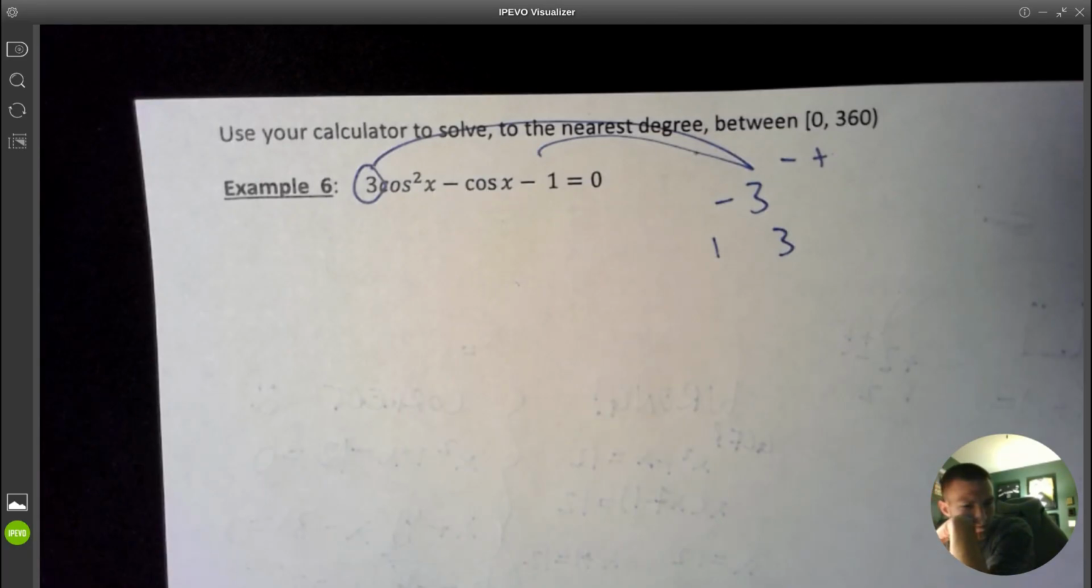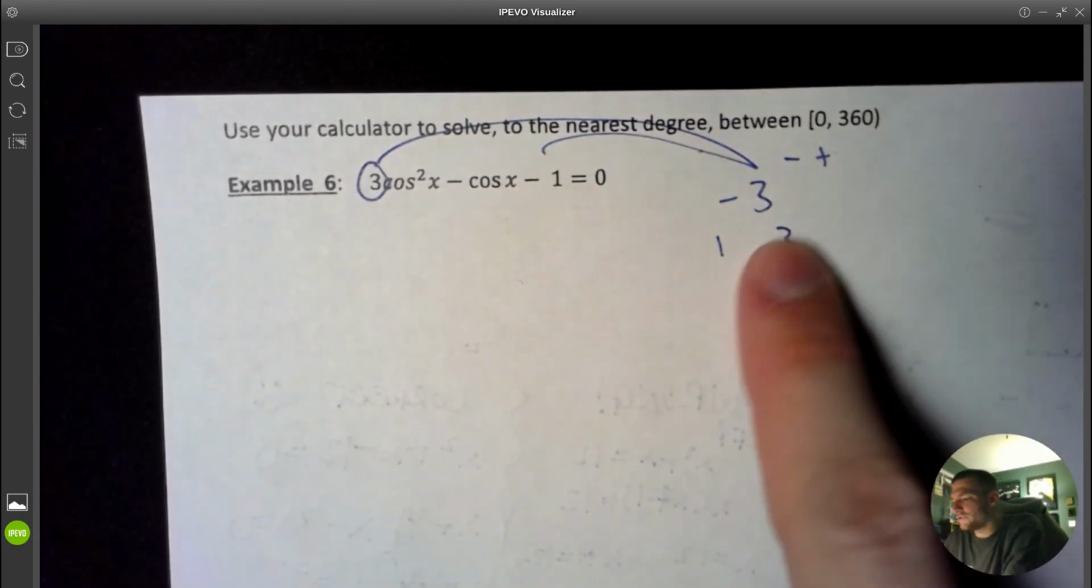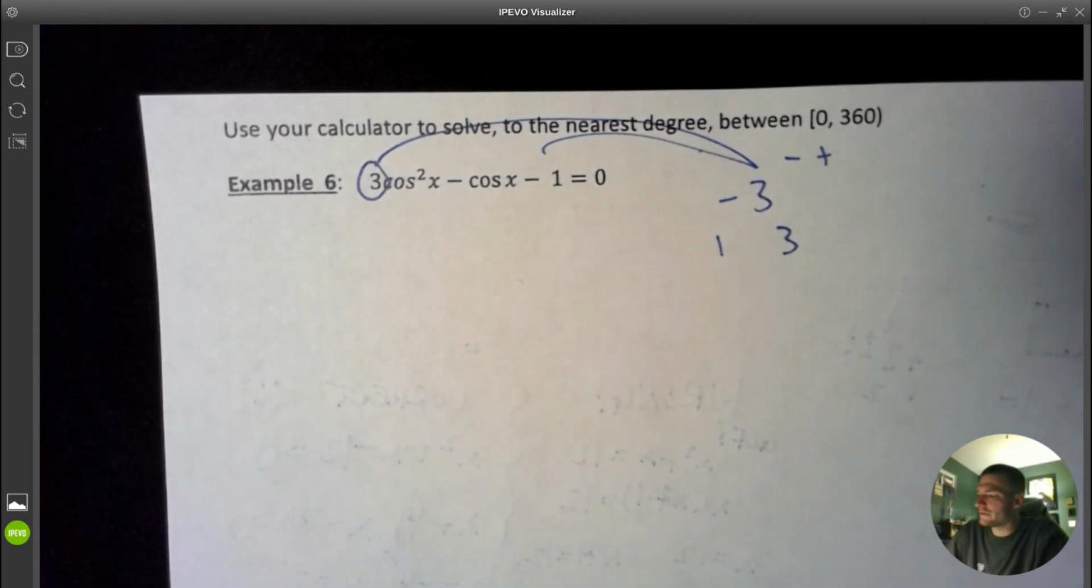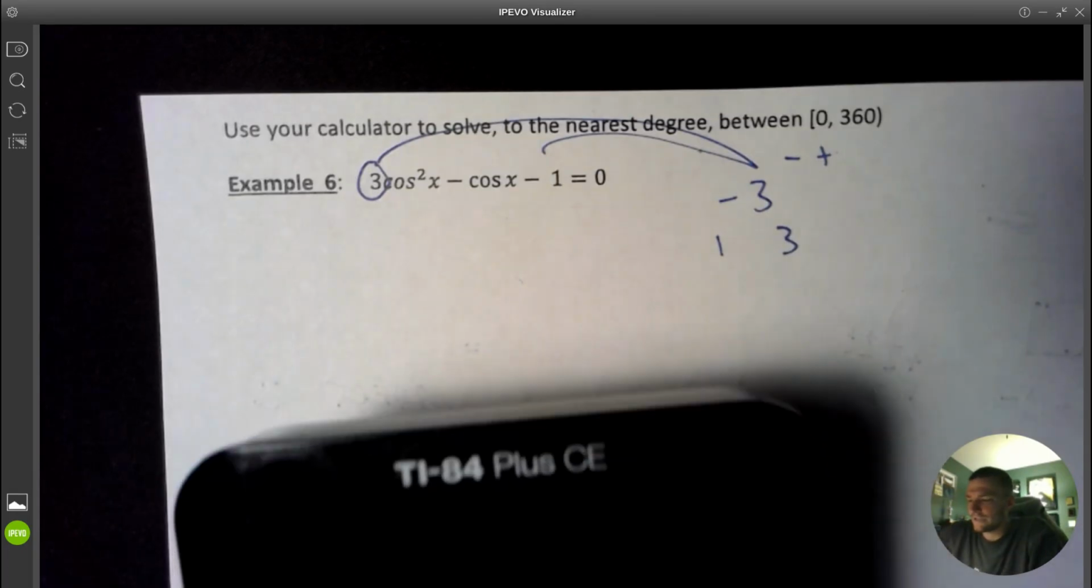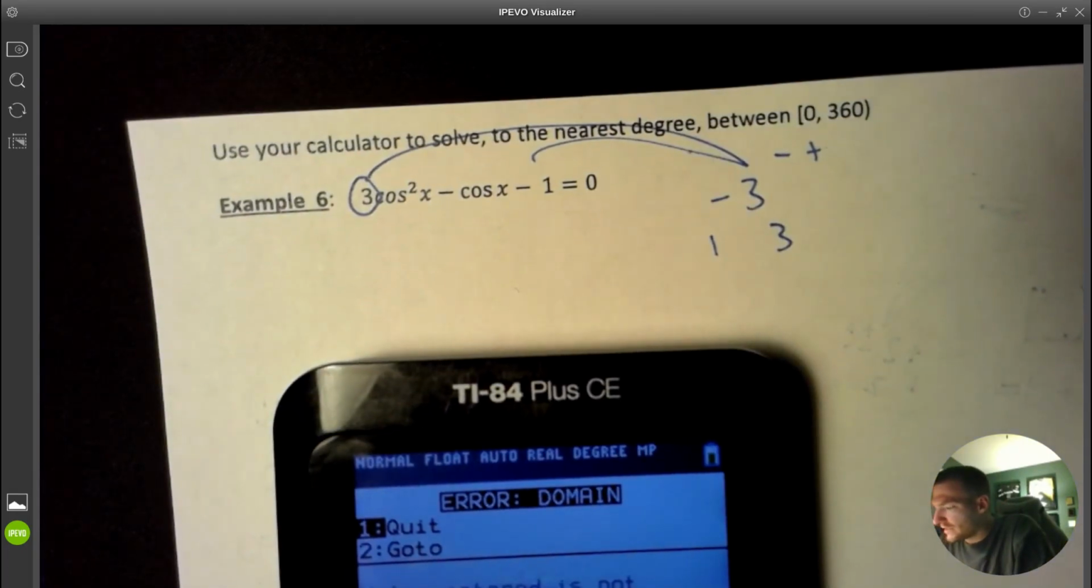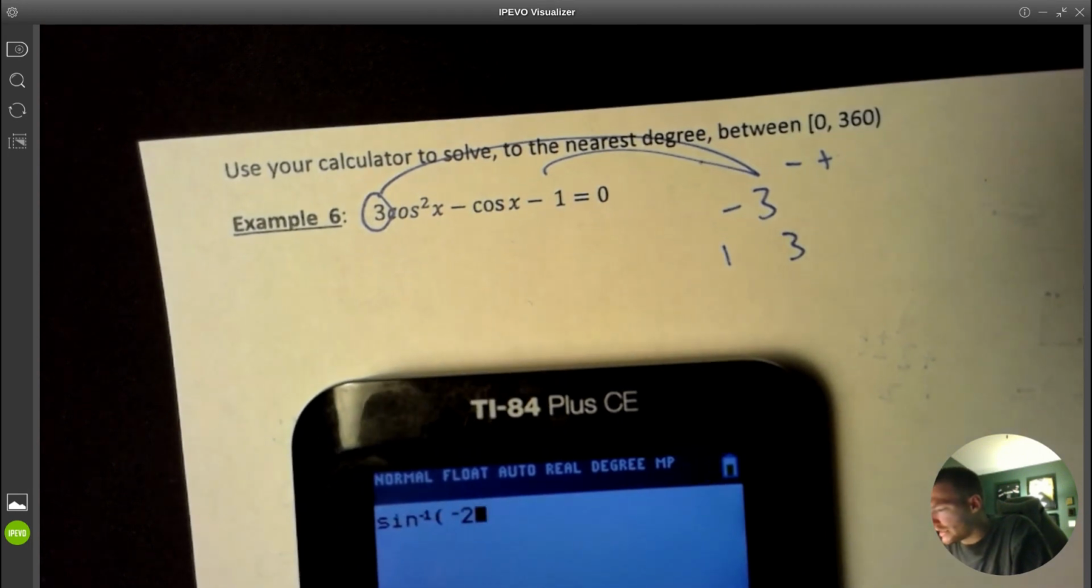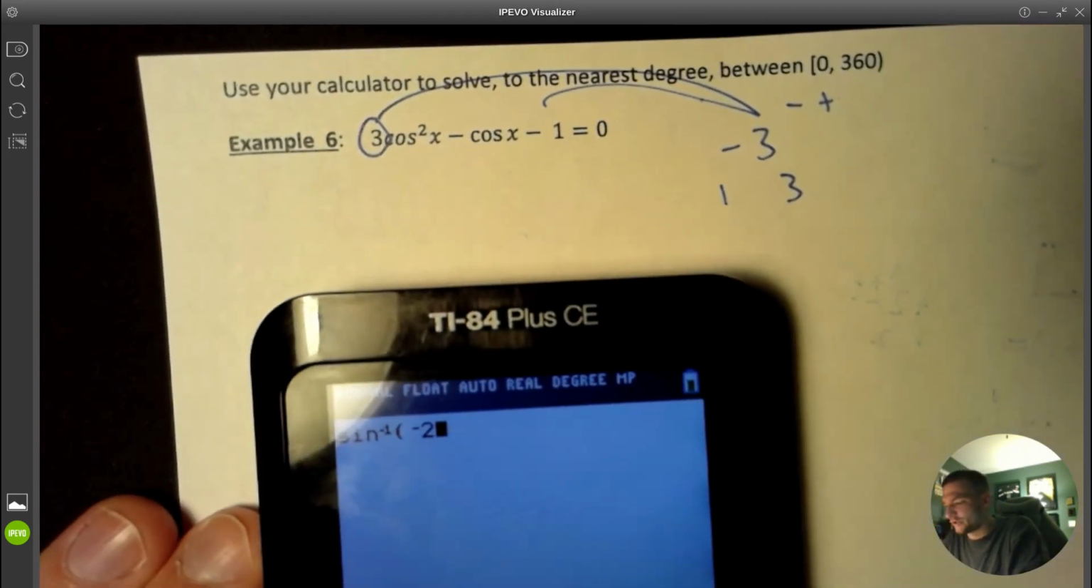I don't think it works. There's no way to use a 1 and a 3 to add up to make -1 in the middle. I don't think I can factor this. It does say use your calculator. So what are we going to do?